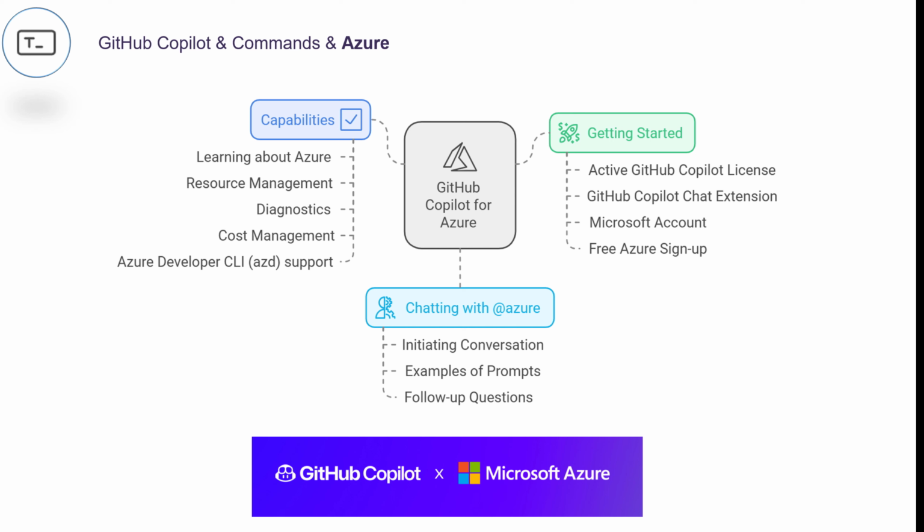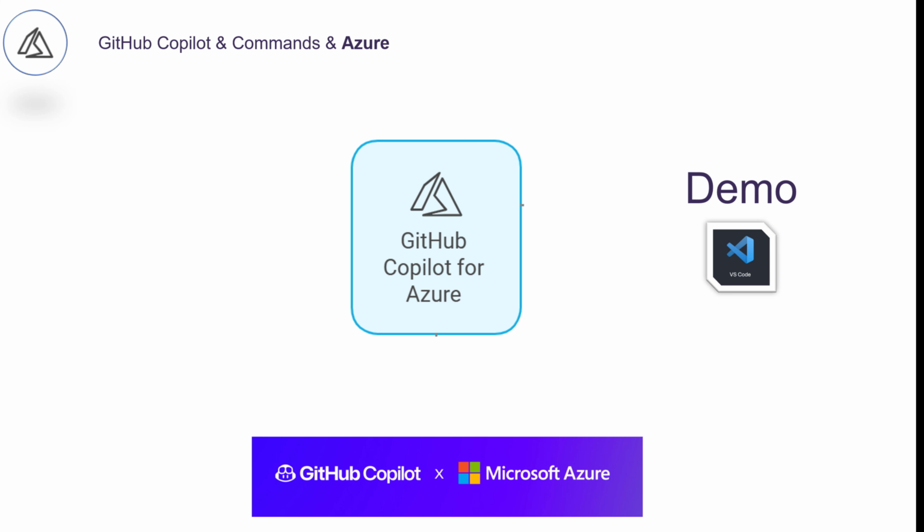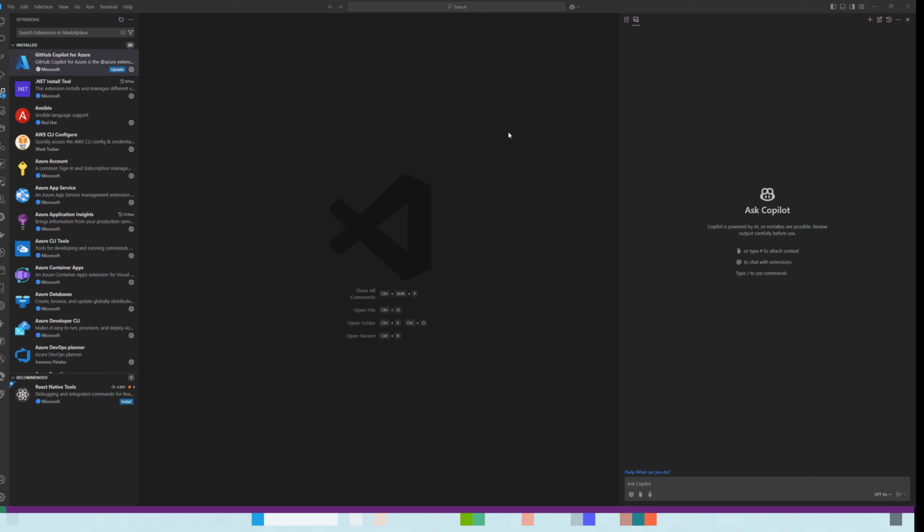So you can start chatting with Azure by initiating a conversation using @Azure, and there are a lot of example prompts. We will see later how to do it, and you can continue learning about Azure and resource management and diagnostics, cost management, and the Azure CLI. So you can ask the Azure extension here inside GitHub Copilot, or you can visit Microsoft Learn to know more about that. So let's get started with GitHub Copilot for Azure.